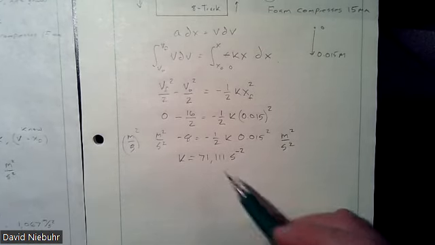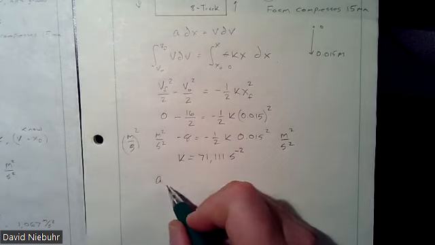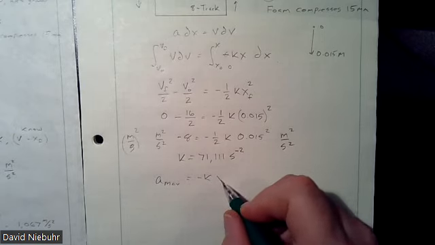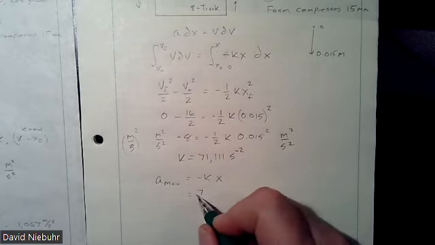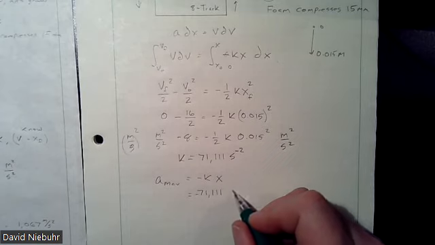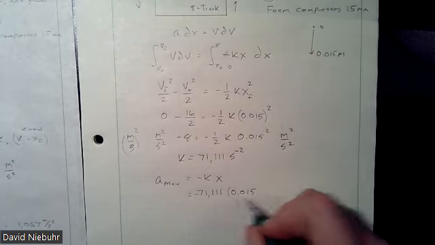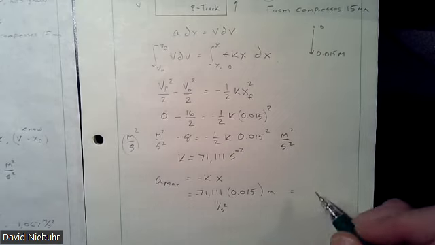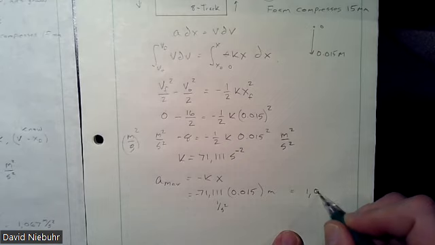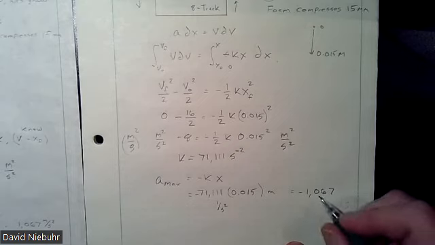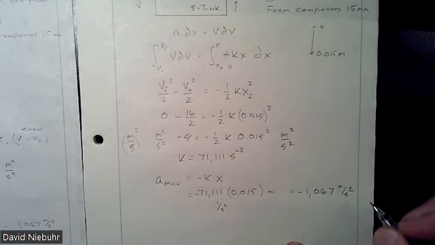So now we have k, and we're pretty much done because now we know that maximum acceleration is going to be equal to negative k times x, or negative 71,111 times 0.015. The units work out because this is s to the minus 2 and this is meters. So we get a final answer of about 1,067. And we can leave it in the negative because of the direction. 1,067 meters per second squared.